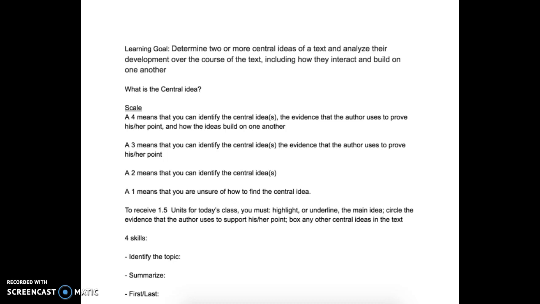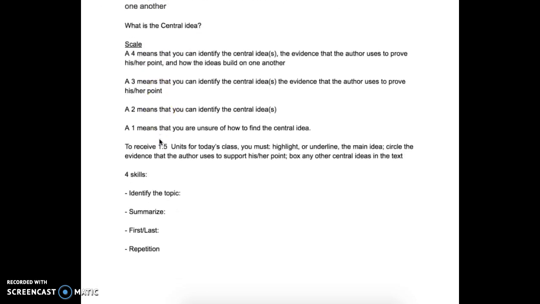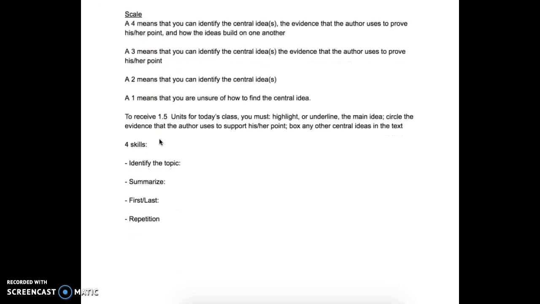Hello and welcome to article number 2 for February 26th, Tuesday Newsday. The learning goal today is to determine two or more central ideas of a text and analyze their development over the course of that text, including how they interact and build on one another. Scale is similar to the scale that we've seen in previous Tuesday Newsdays.